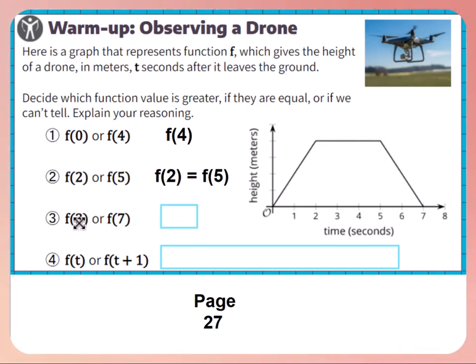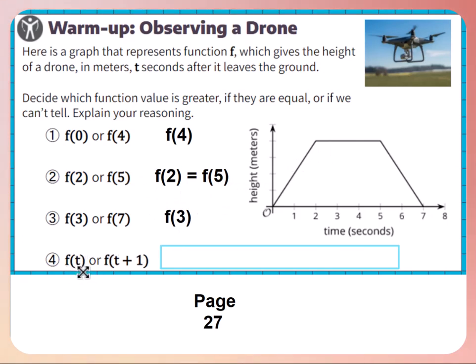Let's look at f of 3. So f of 3, we're at 4 meters, and then f of 7 is 0. So 4 is greater than 0, so f of 3 is greater than f of 7. Now go to number 4.